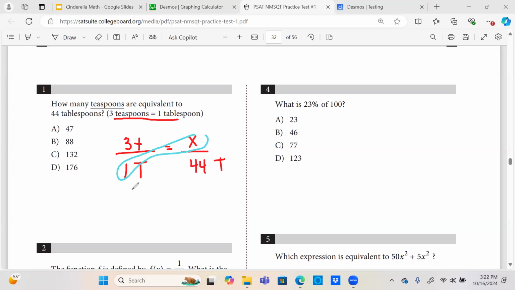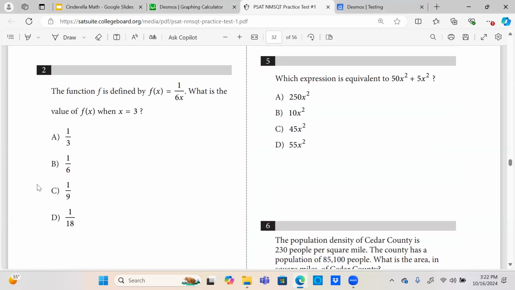So x times 1 is just 1x, or x. 3 times 44, you can use your calculator or Desmos or do it by hand, whatever you like to do. 3 times 44 is 132. So there would be 132 little teaspoons in 44 tablespoons. There's probably other ways to do that other than doing the proportion, but that's what came to my mind first.